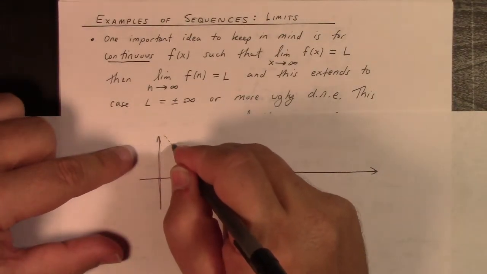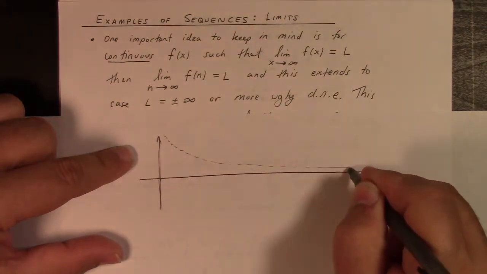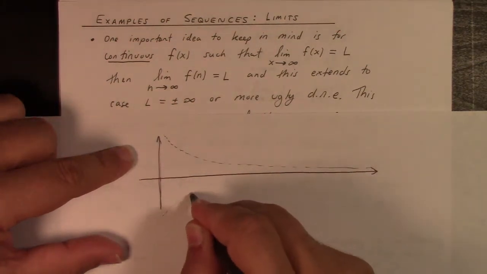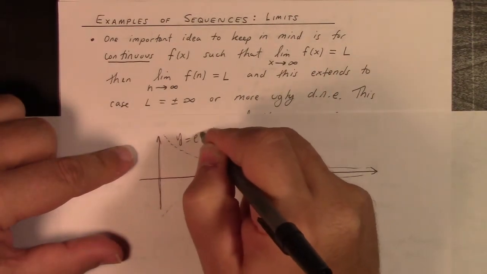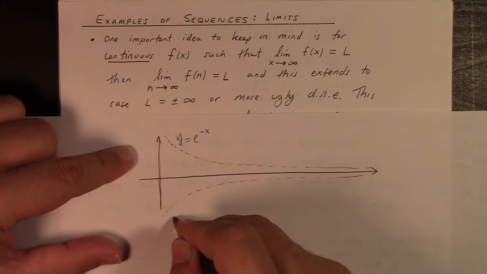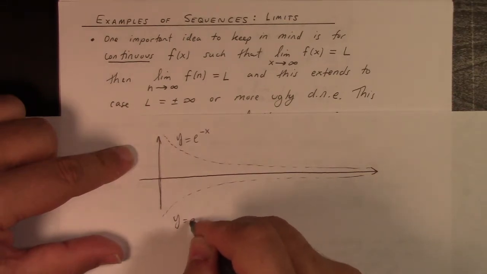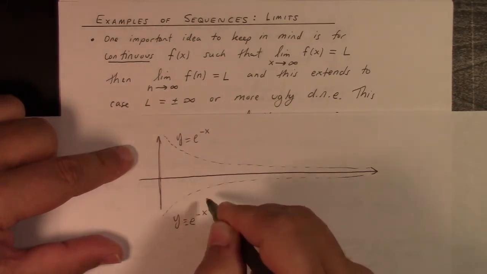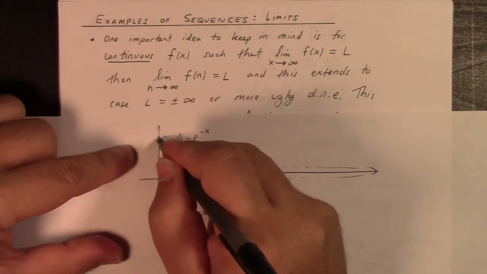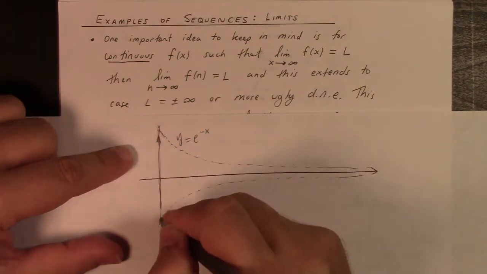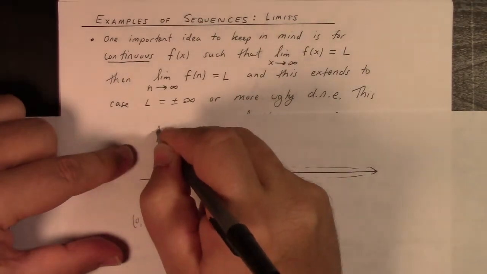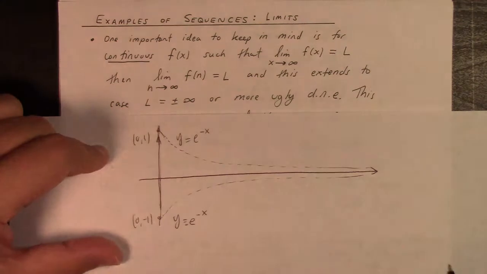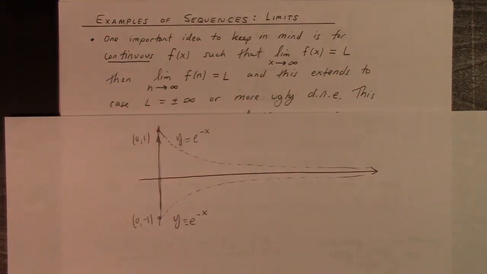So here, this is a bad picture of what I'm trying to graph: y equals e to the minus x and y equals minus e to the minus x. If I did this better, they should go through this point, which would be (0, -1), and this point up here would be (0, 1), if I did it right. And then I could plot a sequence, just for kicks.